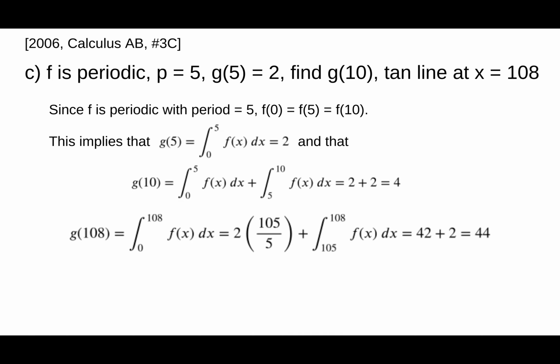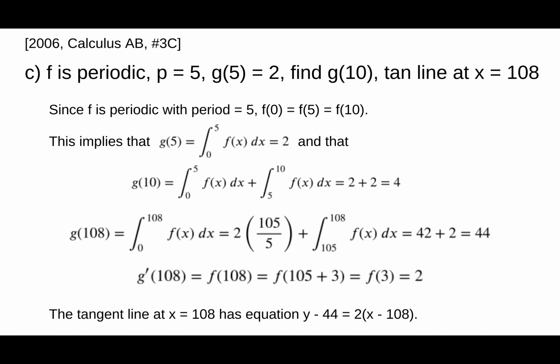Now I know I'm interested in x equals 108. The value of g of 108 is 44. And g prime of 108 is just f of 108, which should be the same as f of whatever 105 plus 3 is. Given the fact that this is a periodic function, f of 108 would just be the same as whatever f of 3 is, which is 2. So now I have all the information I need to write the tangent line to the graph of g at x equals 108. The tangent line at x equals 108 has equation y minus 44 equals 2 times x minus 108.